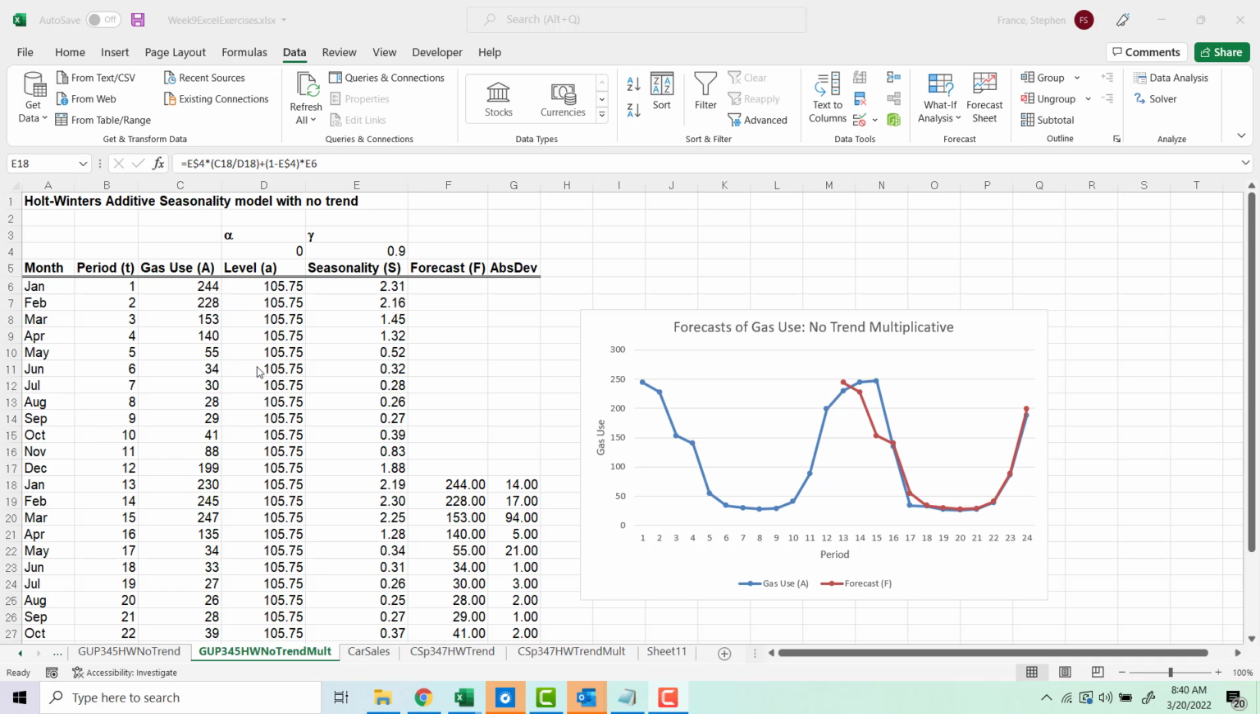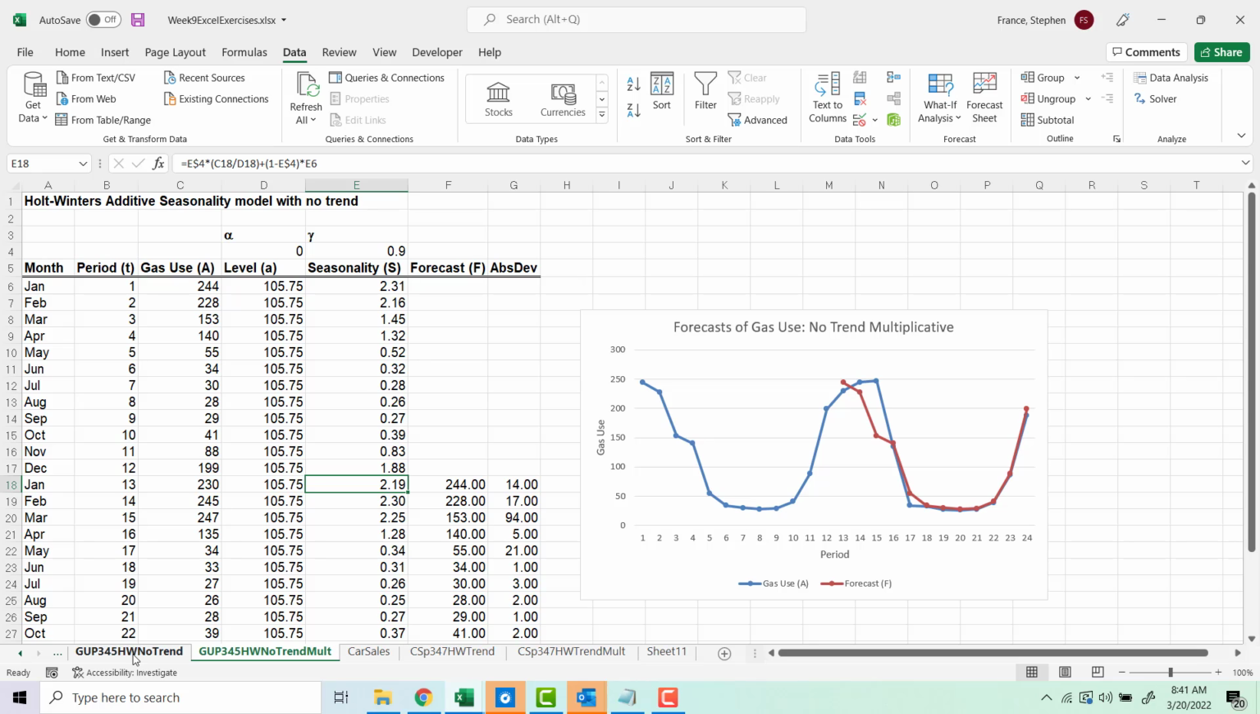Okay, so this is a very brief video. The idea here is the book gives examples for the two additive models for Holt-Winters, with no trend and with trend. But they also give formulas for the multiplicative models, but don't give examples. So I've just adapted the examples to use the multiplicative models. I'm not going to build these from scratch, but I just want to quickly show you what I did.